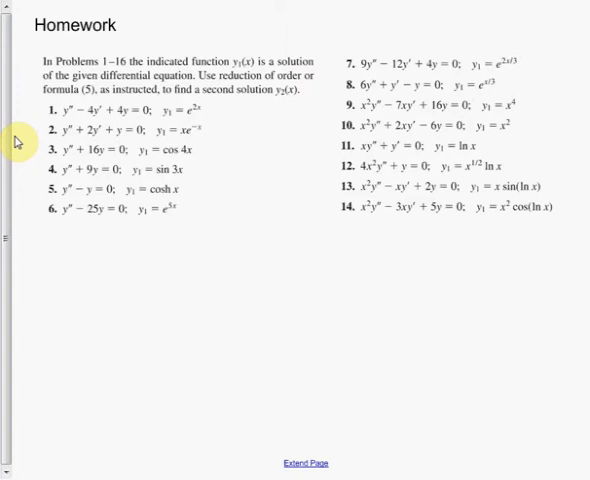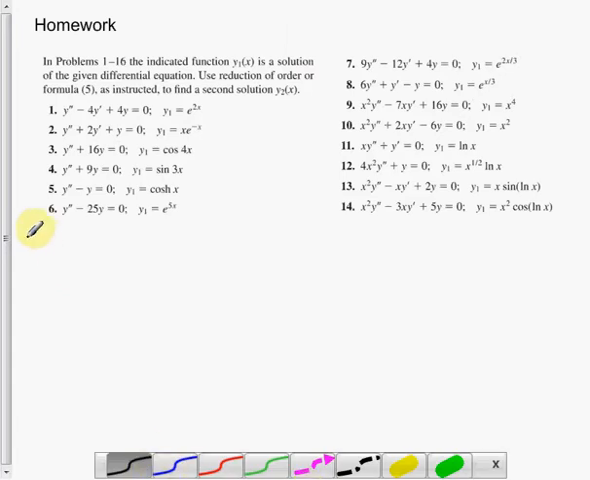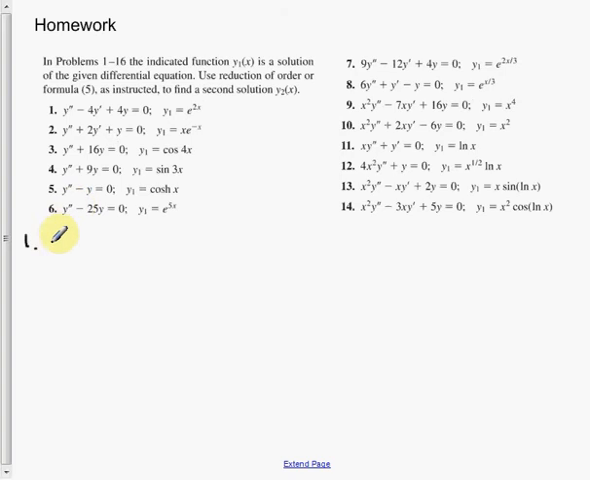In problems 1 to 16, the indicated function y sub 1 is a solution that's given. Use, he says, reduction of order or the formula. We'll use the formula to solve for y sub 2. So say, for example, if we take number 1, y double prime minus 4y prime plus 4y equal to 0. So we are given one solution, y sub 1 is equal to e to the 2x.